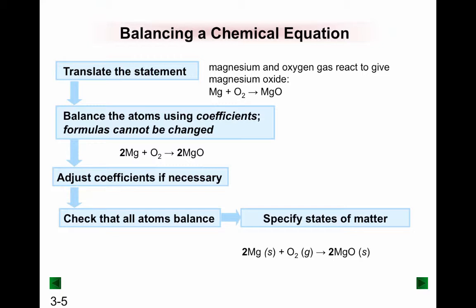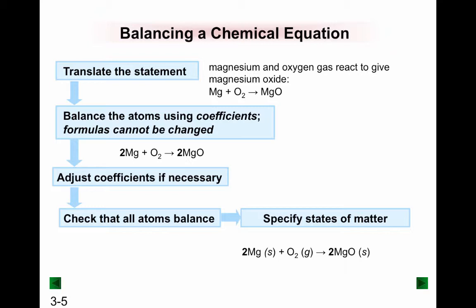The first step is to translate the chemical statement into a chemical equation with the reactants on the left-hand side of the equation and the products on the right-hand side of the equation, both sides separated by a reaction arrow. Remember that the reactants represent the substance before the chemical change and the products represent the substance after the chemical change. In our example, both magnesium wire and oxygen gas are reactants, and powdery magnesium oxide is the product.